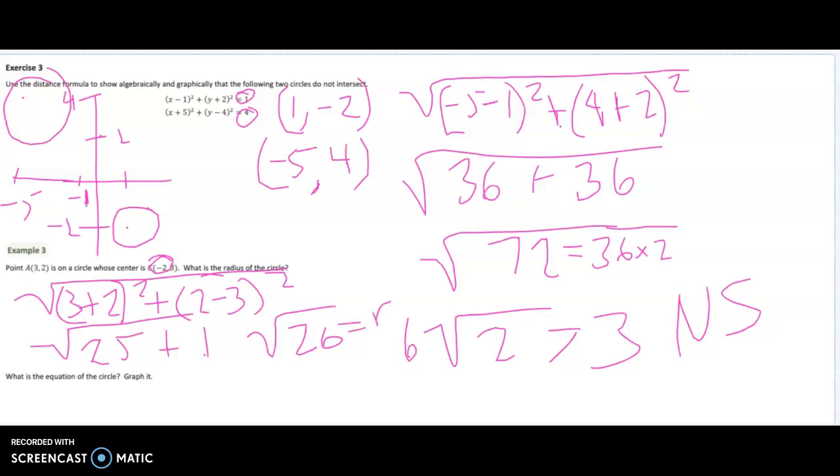Okay. All right, what is the equation of the circle? Well, I'm going to take the center of the circle, which is -2, 3, and plug into my formula. Since it's a -2, it becomes a +2: (x + 2) squared plus (y - 3) squared equals 26, because remember it's the radius squared. So the square root of 26 squared is 26.